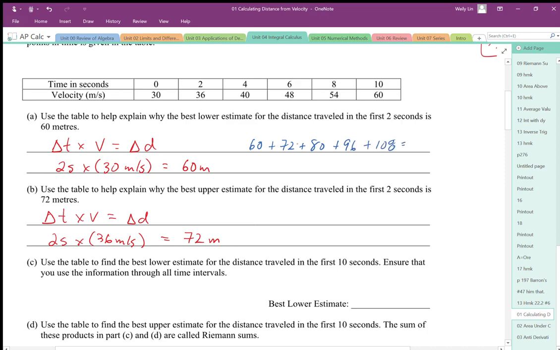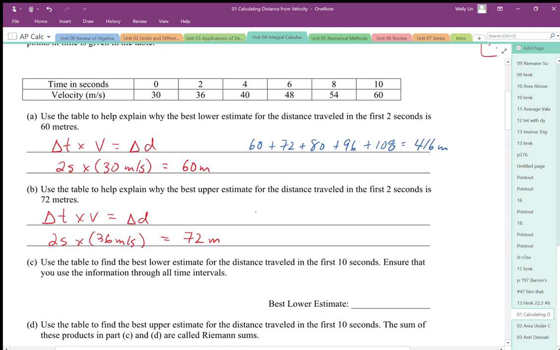Okay, adding that all up, using my mental math here: 212 it looks like. 212 plus 108 is 310, and so I'm getting 416 meters. You might want to double check that. Sorry, I made a mistake here. That looks like it's my best high estimate, but it's actually my best low estimate, because I'm using the lowest velocity in each interval.